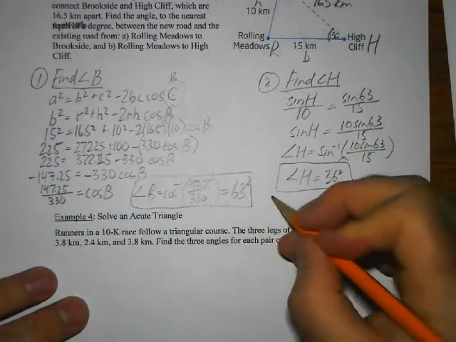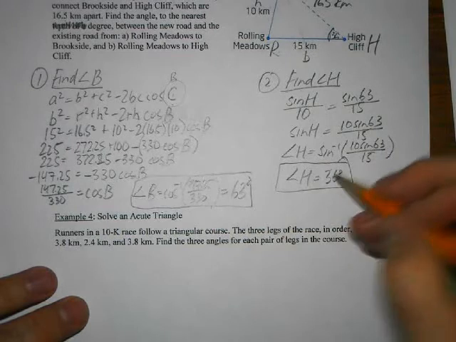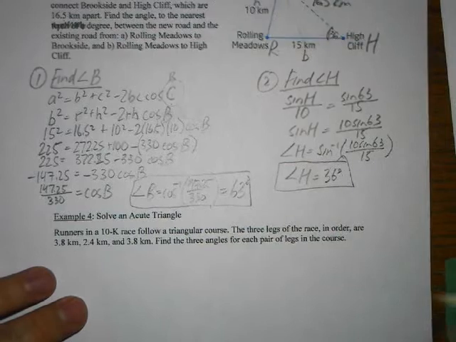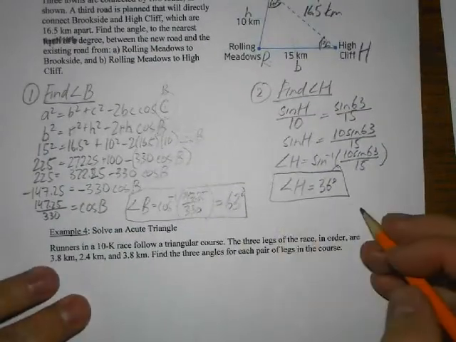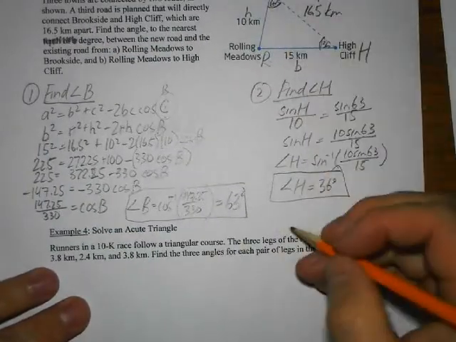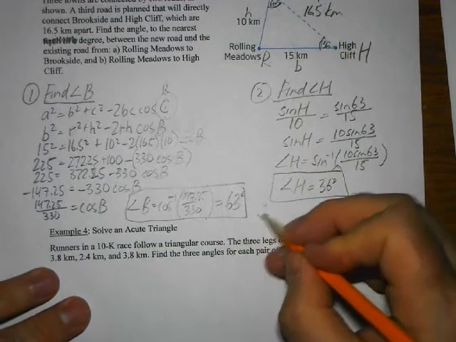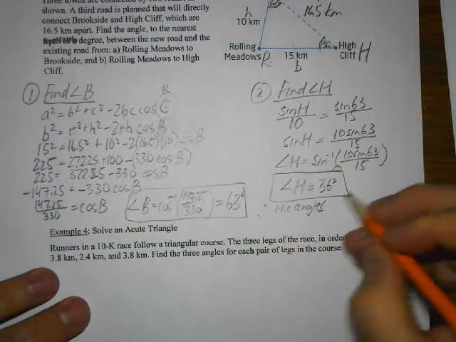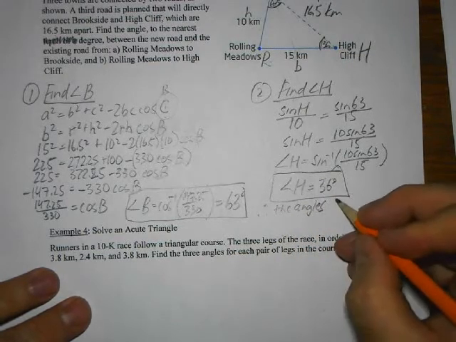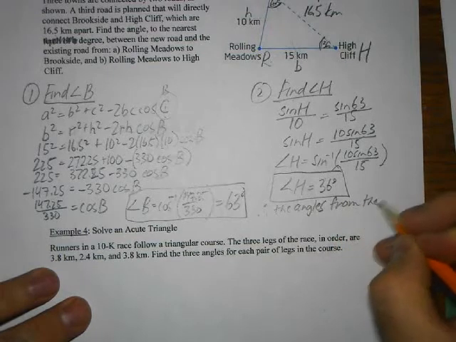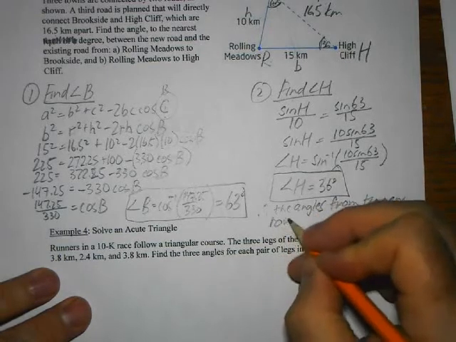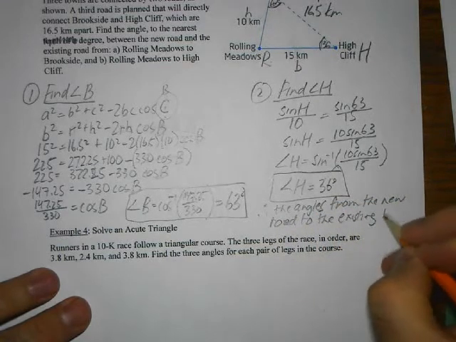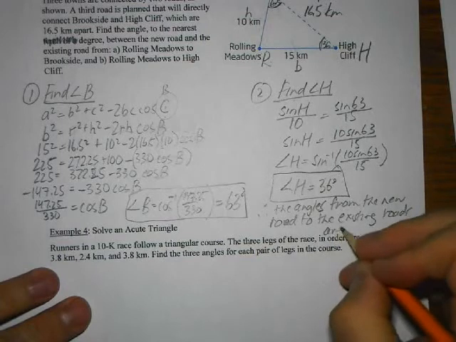You could put your answer in words here, but I think by putting these measurements back in the triangle, you're sort of answering it. So I wouldn't be upset if you didn't put a word answer here, because you're basically reflecting that, but of course, it's always nice to put a word answer. Therefore, the angles from the new road to the existing roads are 63 degrees and 36 degrees.